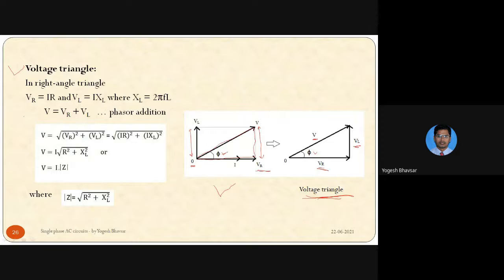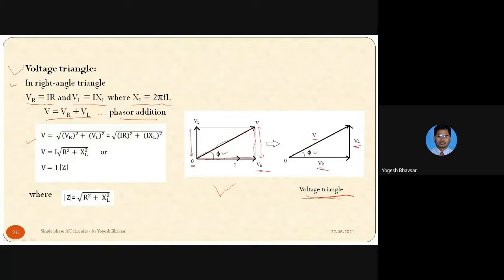So we can use the simple theorem of Pythagoras to calculate the resultant voltage V. In the right angle triangle, VR is equal to IR, as we know, and VL is equal to I XL, where XL is equal to 2 pi F L. So the total resultant voltage V is equal to VR plus VL. This is the phasor addition, vector addition, not the arithmetic addition. If it is 10 and if it is 20, it is not 30. It is a vector addition.